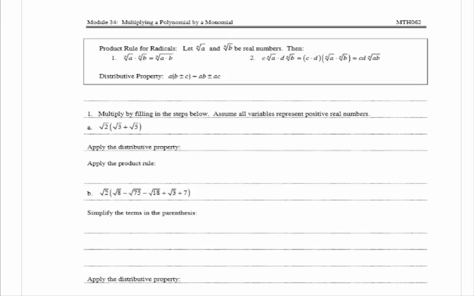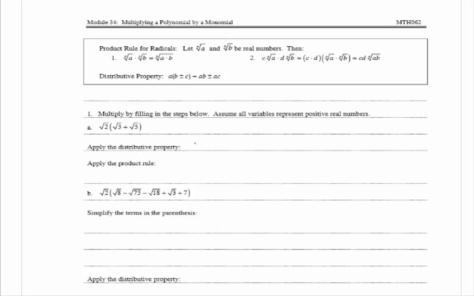The distributive property: a times the quantity b plus or minus c is equal to a times b plus or minus a times c. In number 1, it wants us to multiply by filling in the steps below. Assume all variables represent positive real numbers. And in A, we have the square root of 2 times the quantity square root of 3 plus square root of 5. And it wants us to apply the distributive property.